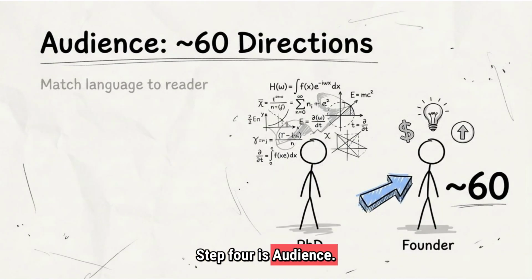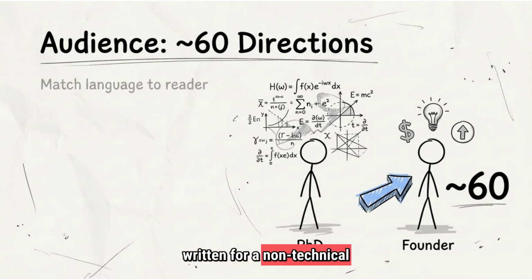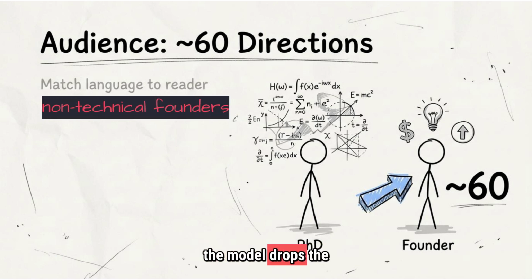Step 4 is audience. This is the one most people skip. You need to tell the AI who this answer is for. A response written for a PhD researcher looks completely different from one written for a non-technical founder, even when the topic is identical. By specifying non-technical founders, the model drops the jargon, uses analogies, and focuses on outcomes instead of architecture. We're down to about 60 directions.